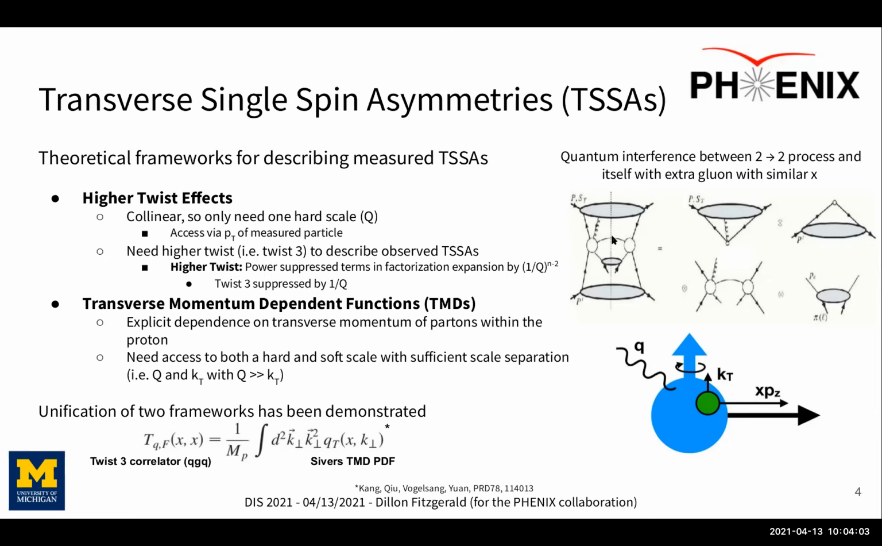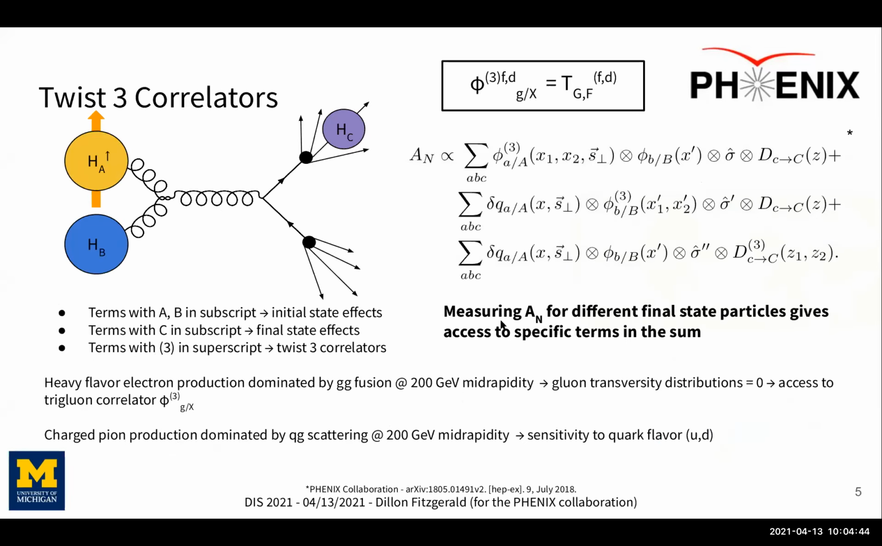So these can also be described in the transverse momentum dependent function framework. And in this framework, there's explicit dependence on the transverse momentum of partons within the proton, where we need access to both a hard and soft scale with sufficient scale separation. And what's nice is there has been some success in unifying these two frameworks. So as shown at the bottom of the slide here, on the left, there's the twist 3 correlator, the quark gluon quark correlator, which has been described as factorial kT moments of the Sivers TMD PDF, as mentioned by Nicole in the previous talk. So as I mentioned, I'm going to be focusing a bit more on twist 3 correlators.